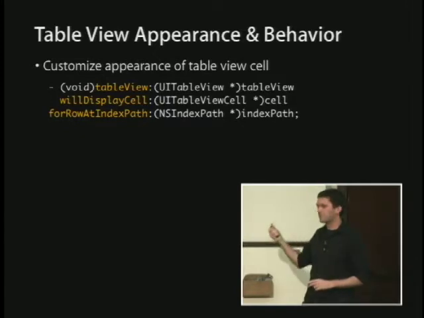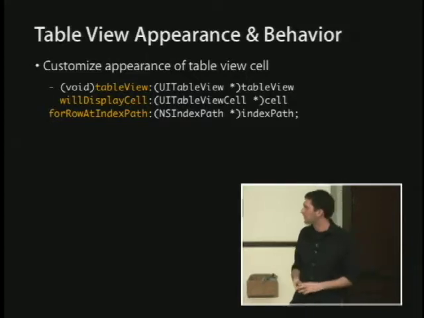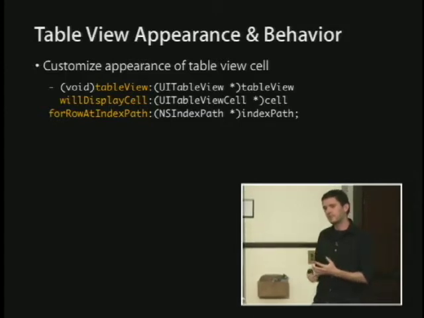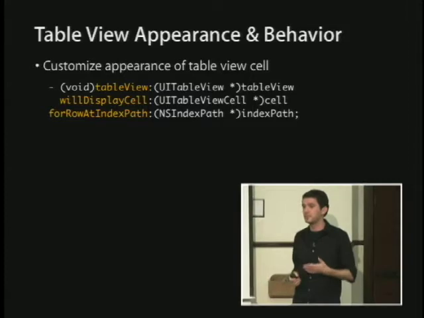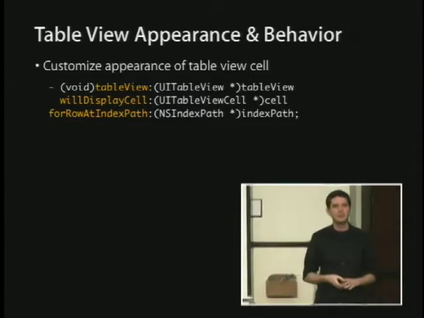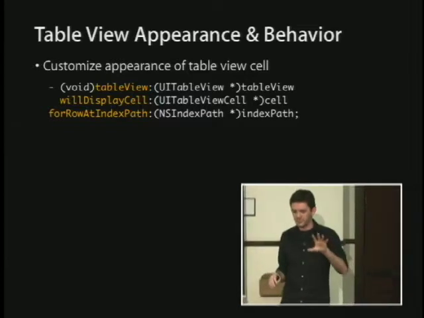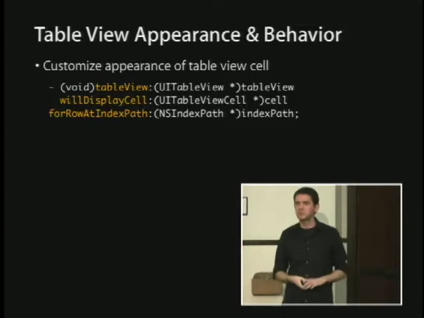So there's quite a few methods on the table view delegate that allow you to do different customizations. We'll just talk about this one right here. Table view will display cell for row at index path. This is called immediately before the table view makes one of its cells visible. So it's basically your last opportunity to customize the appearance of the table view cell before it shows up on screen. It's guaranteed that once you've called this, we're not going to be mucking with any of the appearance of the cell itself afterwards. Anything you change in there, you can change it and it's going to appear on screen.